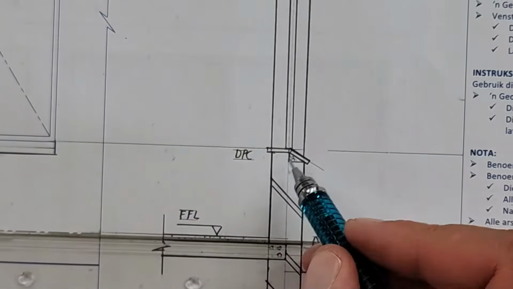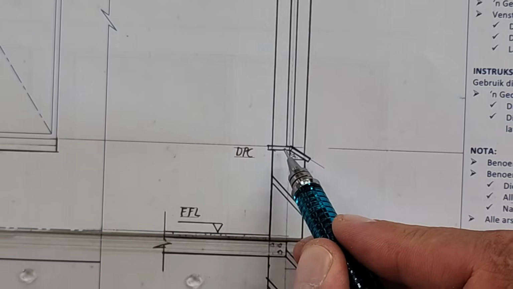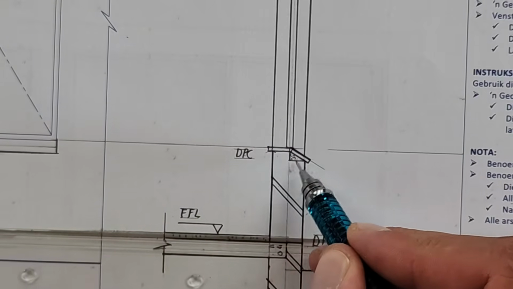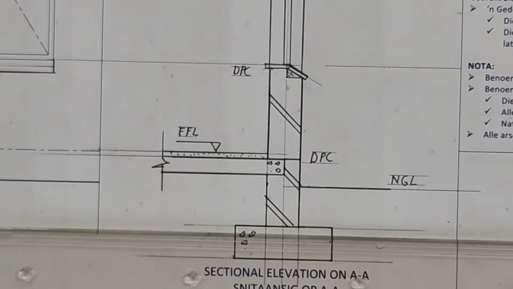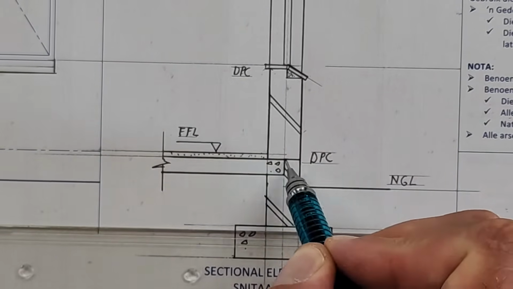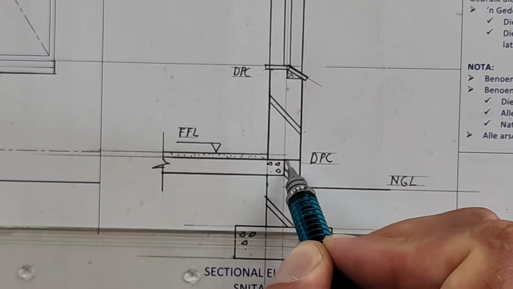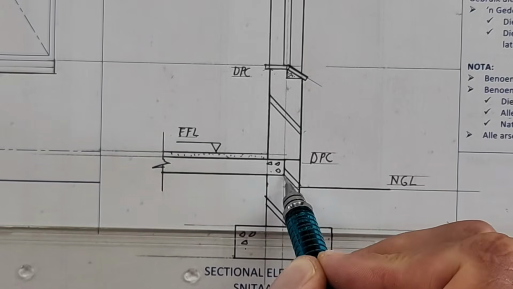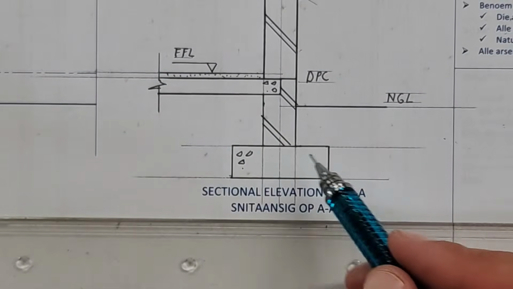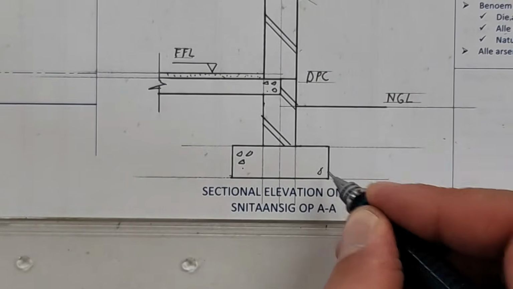Look at this detail: inner windowsill, exterior windowsill, damp-proof course running. Then we have the finished floor level, that's screed of 25 millimeters. We've got a concrete damp-proof course running all the way around, to be truthful. Natural ground level. And then we have our foundation.